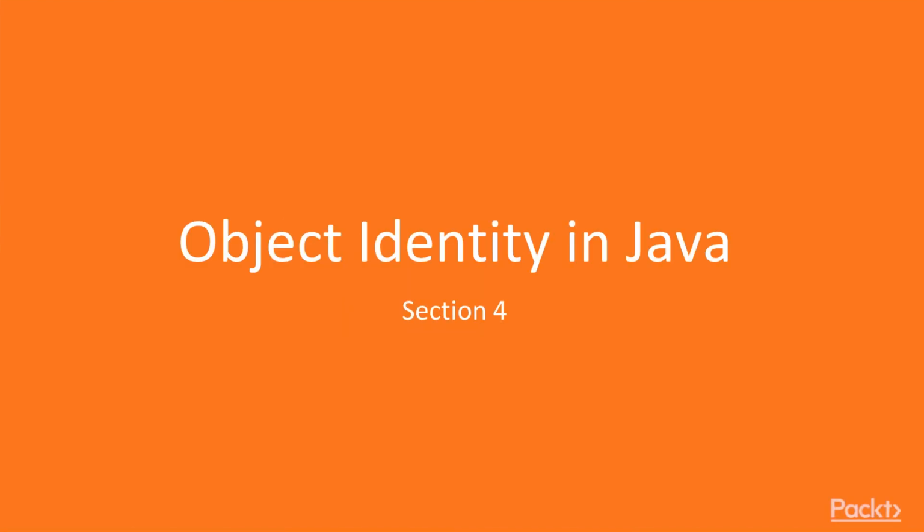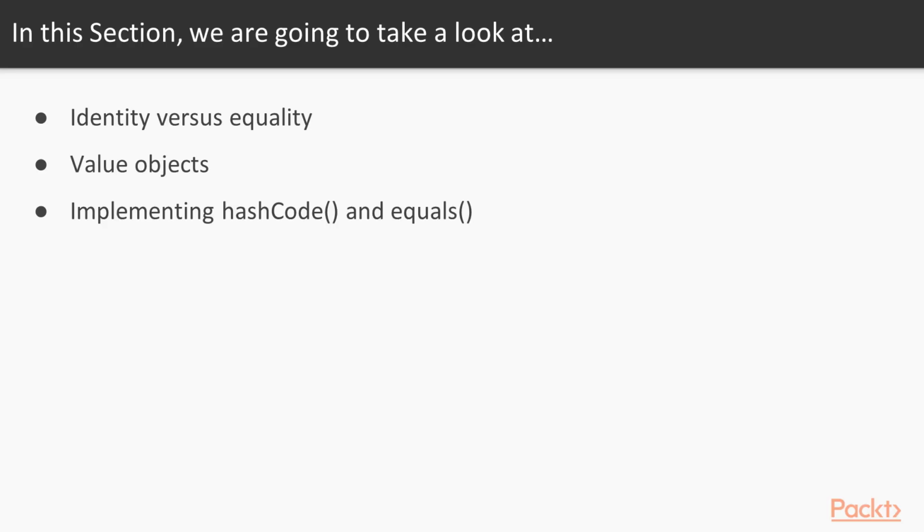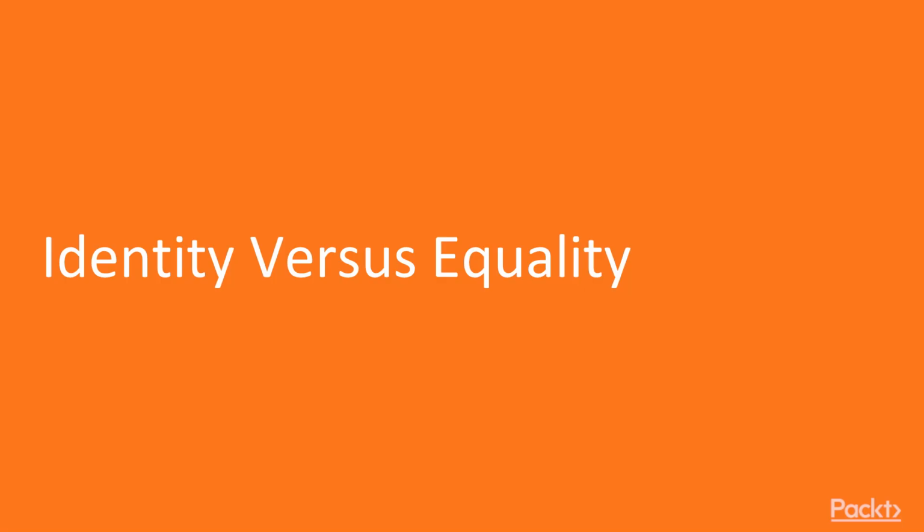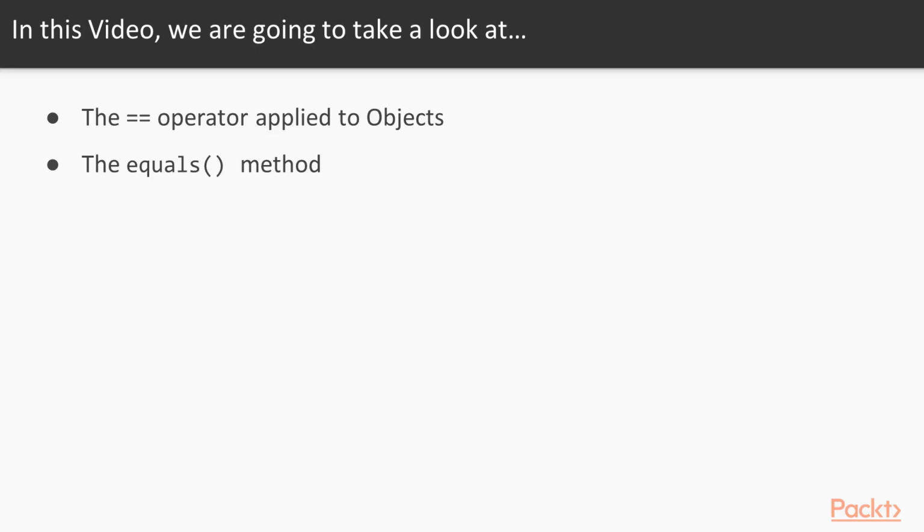Hello, welcome to section 4 of our course, Object Identity in Java. In this section, we will be talking about identity vs equality, value objects, and implementing hash code and equals. This video is about identity vs equality. In this video, we will talk about the double equal operator applied to objects, as well as the equals method.